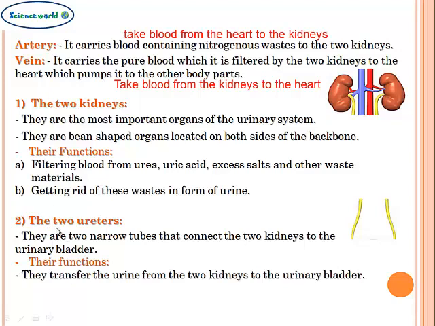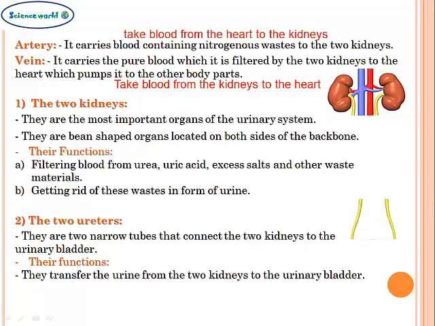The next organs, the 2 ureters. They are 2 narrow tubes, 2 small tubes that connect the 2 kidneys to the urinary bladder. Their functions: they transfer the urine from the 2 kidneys to the urinary bladder.